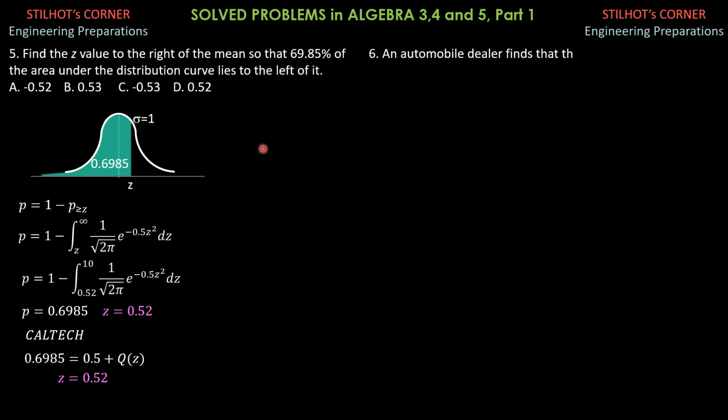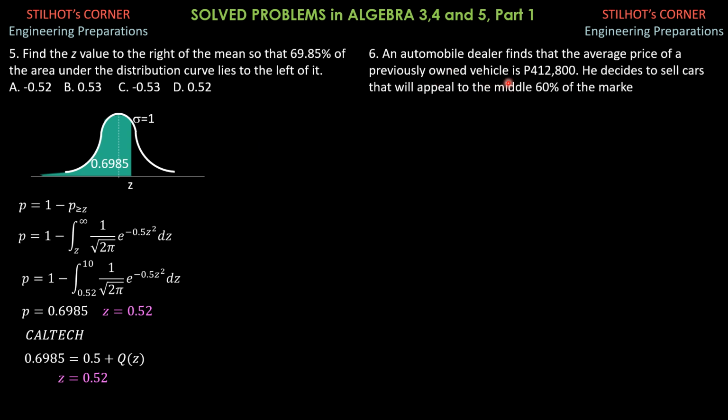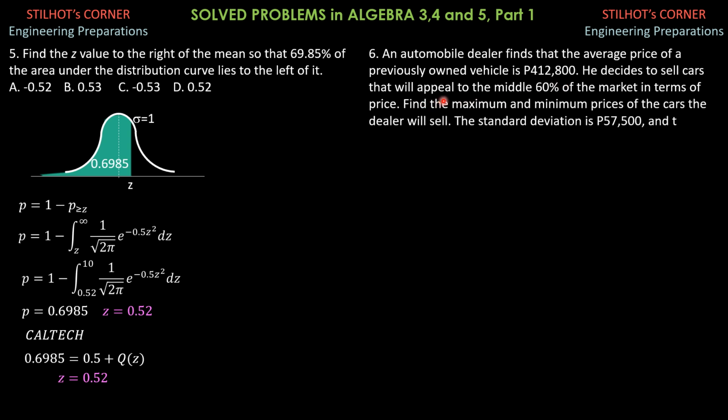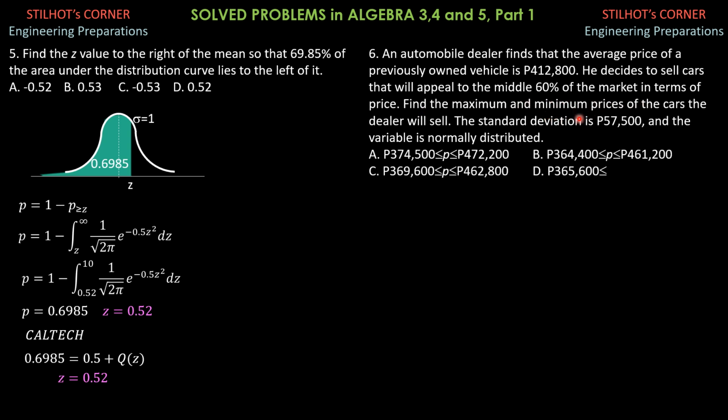Then problem 6, an automobile dealer finds that the average price of a previously owned vehicle is 412,800 pesos. He decides to sell cars that will appeal to the middle 60% of the market in terms of price. So find the maximum and minimum prices of the cars the dealer will sell. The standard deviation is 57,500 and the variable is normally distributed.